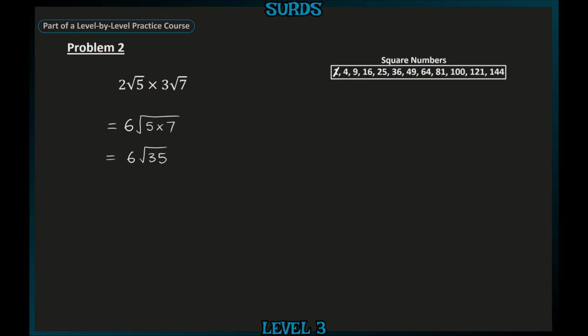35. Our final check to fully simplify is to see whether 35 can be divided by any of the square numbers on our list, and it can't, so 6 root 35 is our final answer to problem 2.